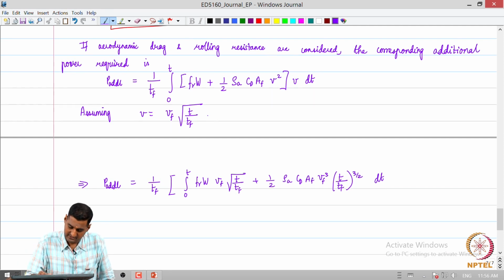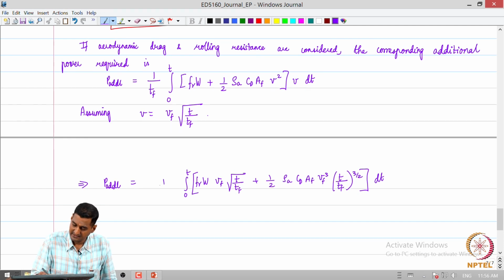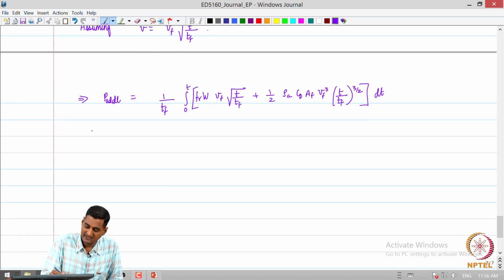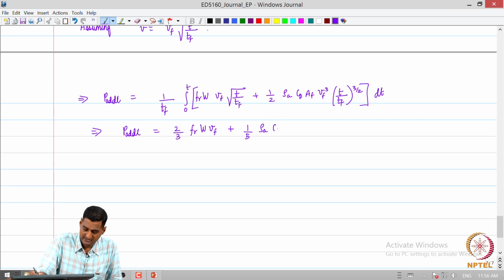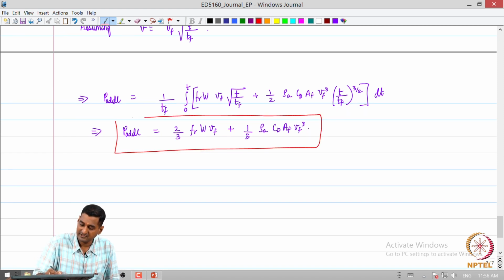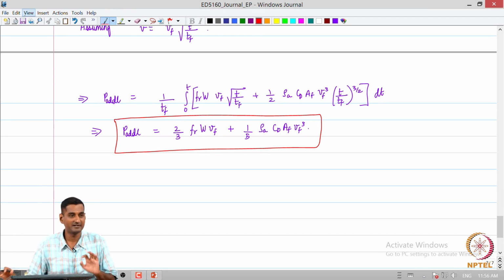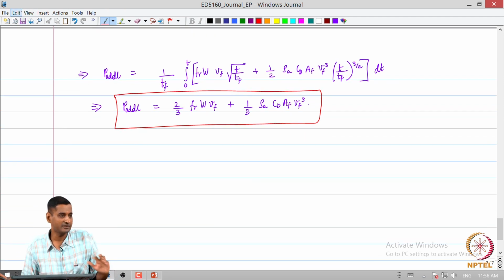Wait a minute, I think this parenthesis should come here, okay. So, this is the additional power that is required. So, if we do the integration, we will observe that this P additional is going to be equal to 2 by 3 FRW Vf plus 1 by 5 rho A CD AF Vf cube, okay. So, this is the additional power that needs to be provided by the powertrain in addition to overcome the inertia, right, if we consider rolling resistance and aerodynamic drag.